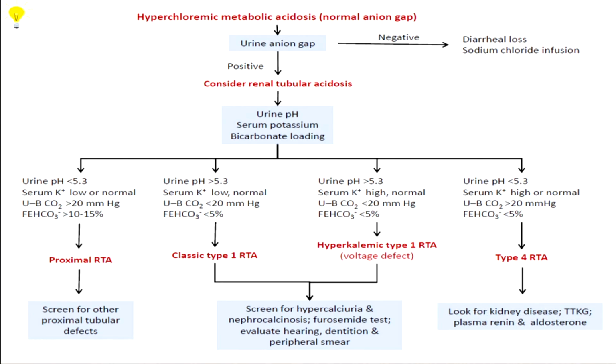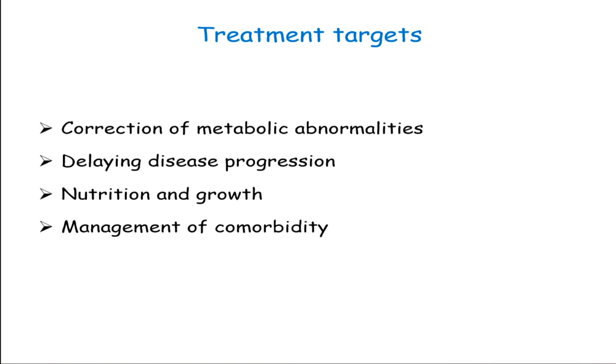First of all, I would like to thank sir for giving me this opportunity. Moving on to the next part of the talk is the management of children with renal tubular acidosis. Whatever diagnosis we make, either a distal or a proximal, there are certain aspects that are common in managing these patients, which include the correction of the metabolic abnormalities, delaying disease progression as they have been reported to progress to chronic kidney disease, nutrition and growth, which is the bread and butter of all pediatric cases, and management of the comorbidities with the renal tubular acidosis.